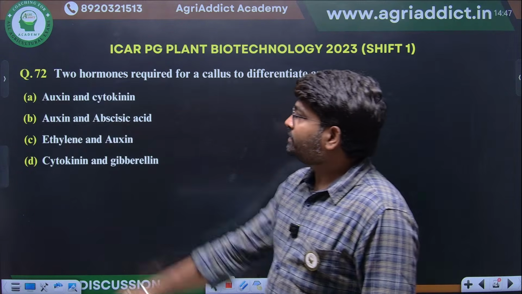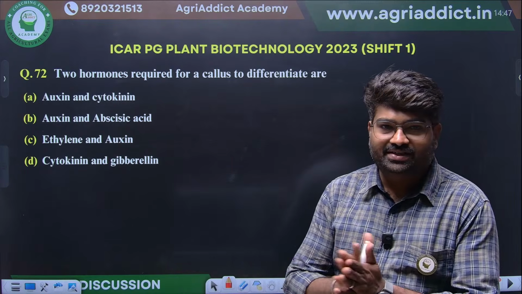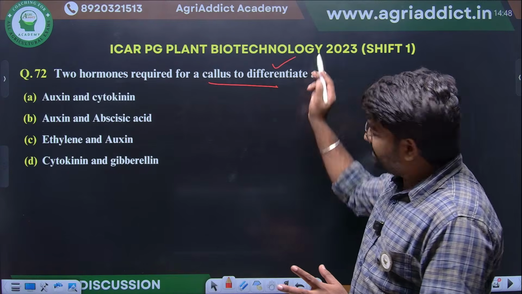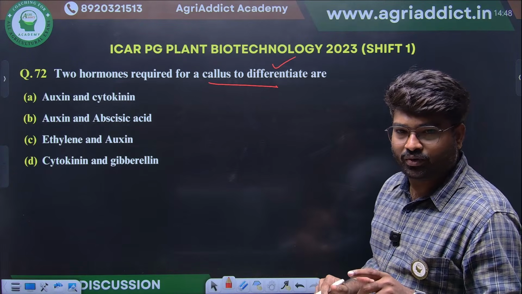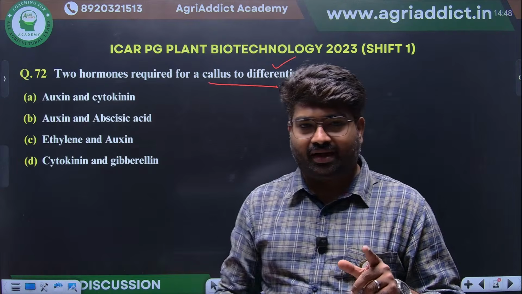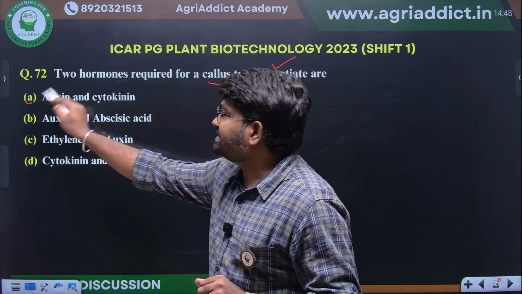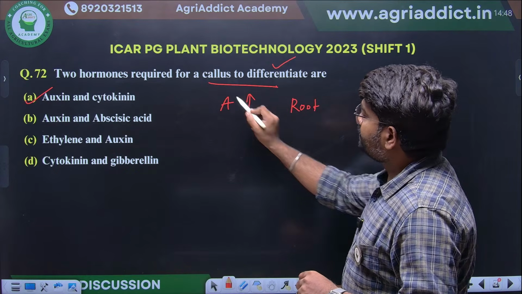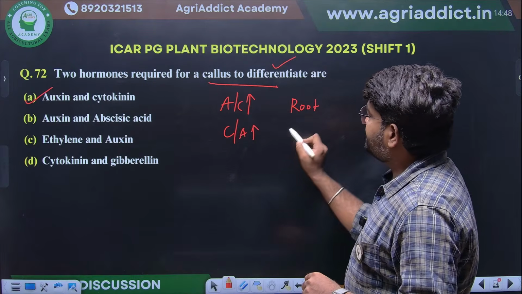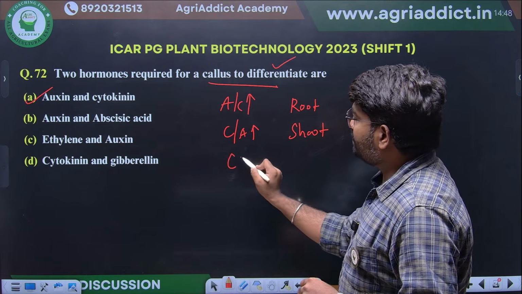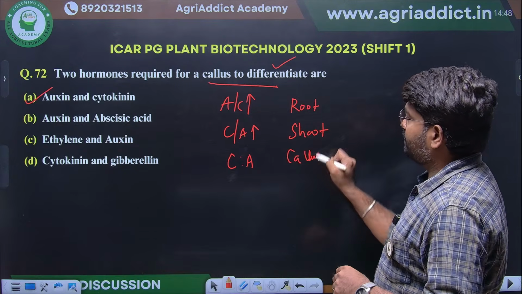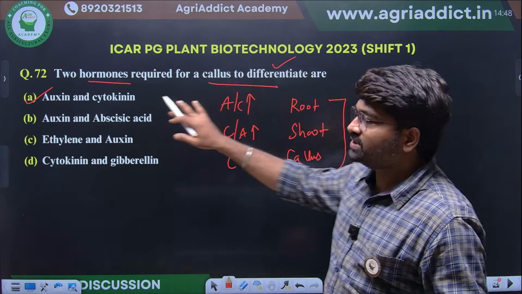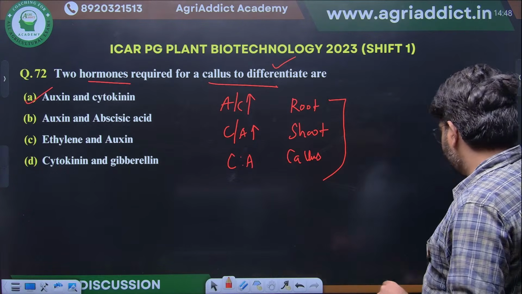This is very easy. Another thing, a plant hormone question. What are the 2 hormones that are required for callus to differentiate? Yes. Auxin and cytokinin. Repeated question. If high auxin is there, root will form. If a high cytokinin to auxin ratio is there, shoot will form. If an equal ratio of auxin and cytokinin is there, callus will form. This is also another important thing. So the two hormones required for callus differentiation are auxin and cytokinin.